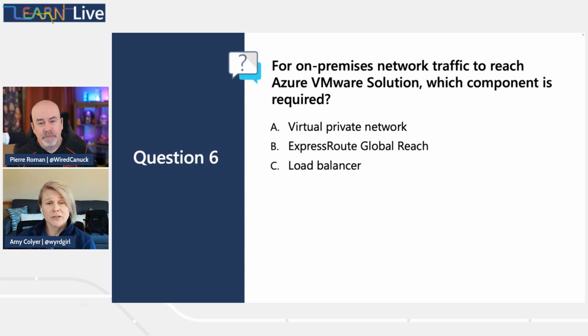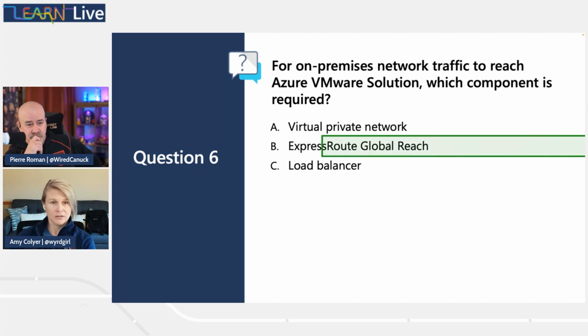So for on-premises network traffic to reach Azure VMware Solution, which component is required? You've got your basic VPN, you've got ExpressRoute Global Reach, or you've got a load balancer, which I don't know why you would want to load balance into your environment. Well, it's not a requirement. Load balancer is for HA. So if you've got multiple environments, I guess it could theoretically be used. But in the spirit of that question, I would have to say ExpressRoute Global Reach. I think you are correct.